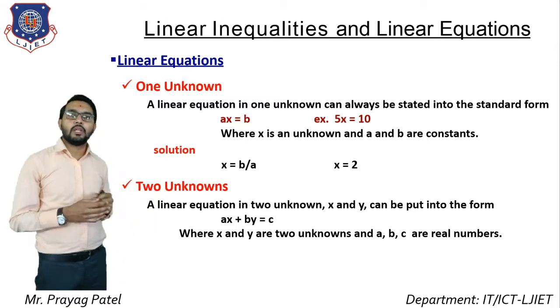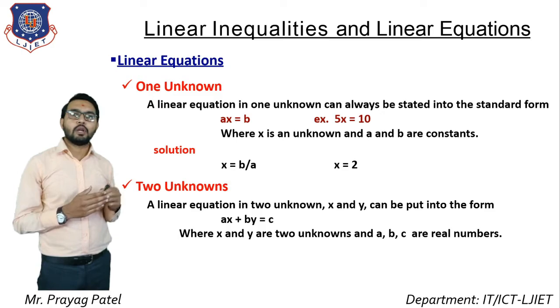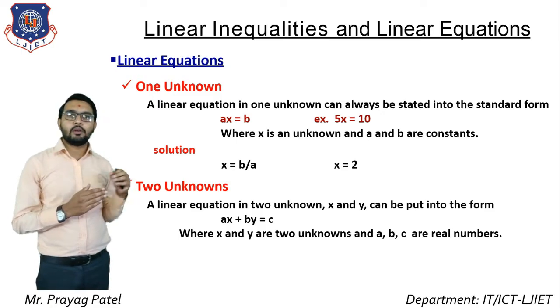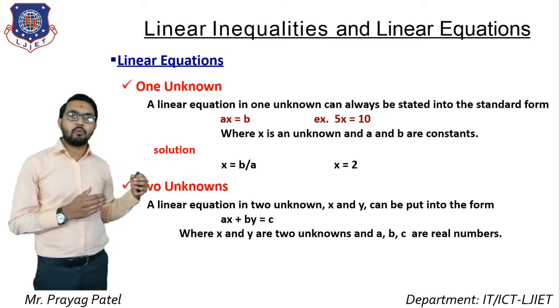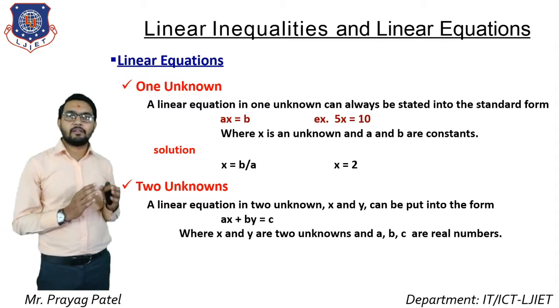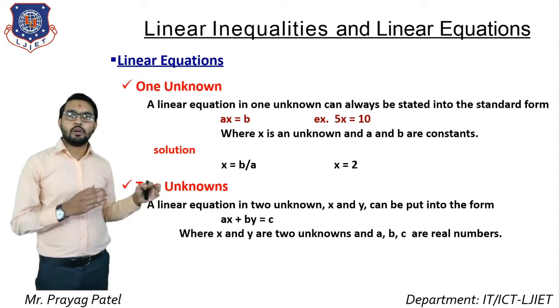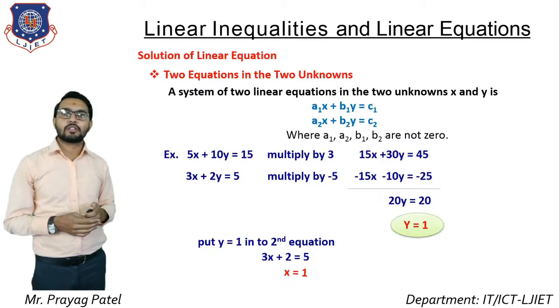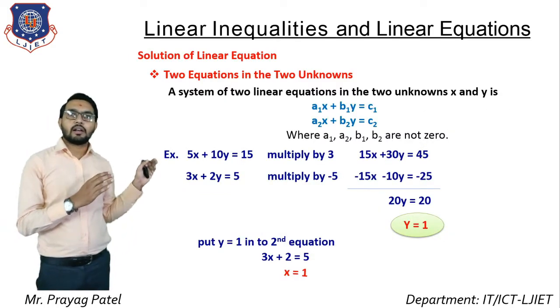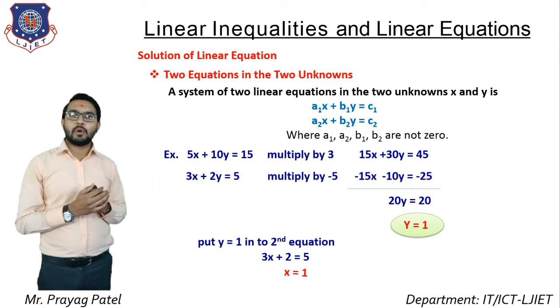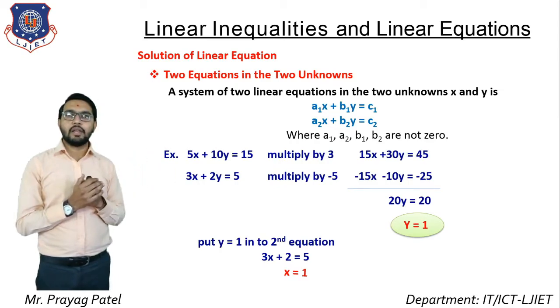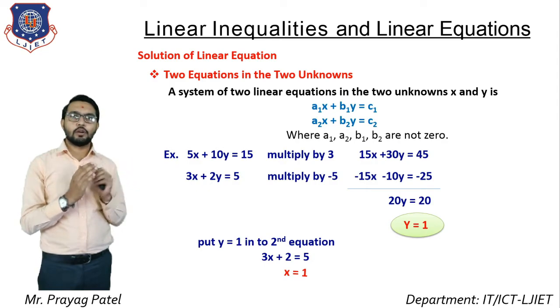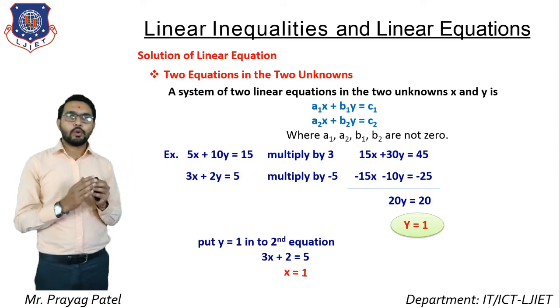Now, a linear equation in two unknowns x and y can be put into the form ax + by = c. Here, consider x and y as your unknown variables, and a, b and c as constant numbers. So here we consider two unknown variables and solve the two-unknown-variable equations. Solution of the linear equation for the two equations.